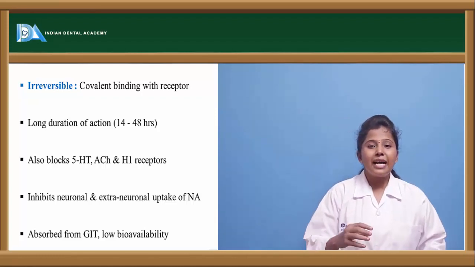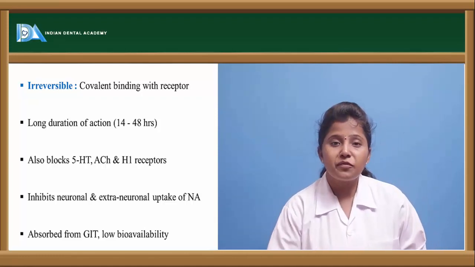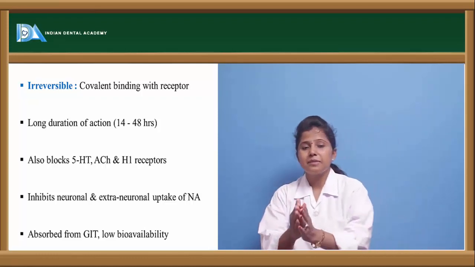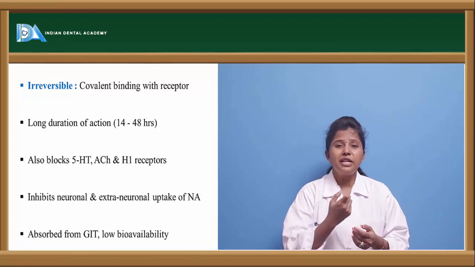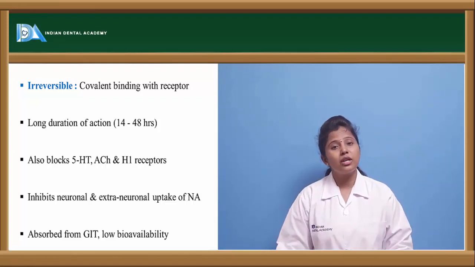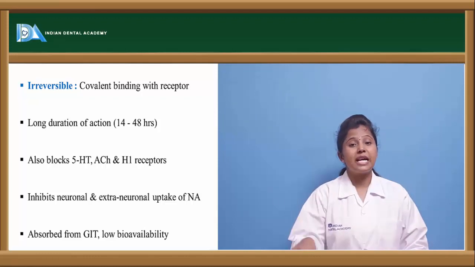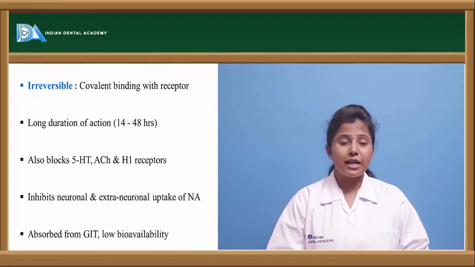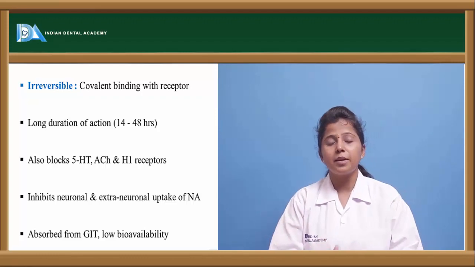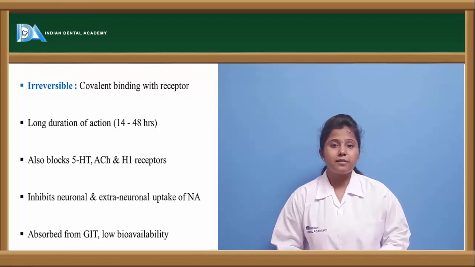It is absorbed from the GIT. As it is absorbed in the GIT, it undergoes first pass metabolism, and there will be low bioavailability. First pass metabolism is nothing but, if we take a drug orally, when it passes through the GIT it has to go to the liver, where metabolic reactions take place. Because of the metabolite which is formed, the drug becomes inactive.